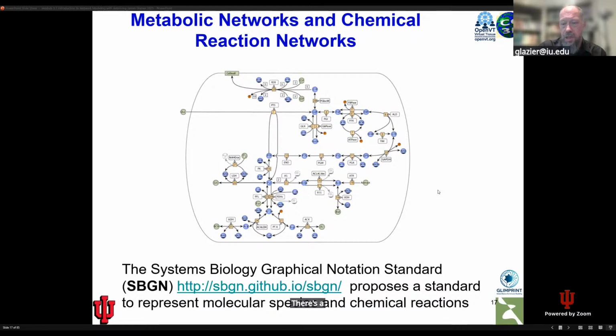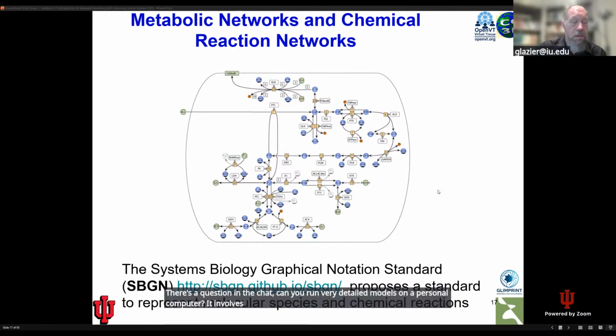There's a question in the chat. Can you run very detailed models on a personal computer? It involves a lot of cells and interactions.